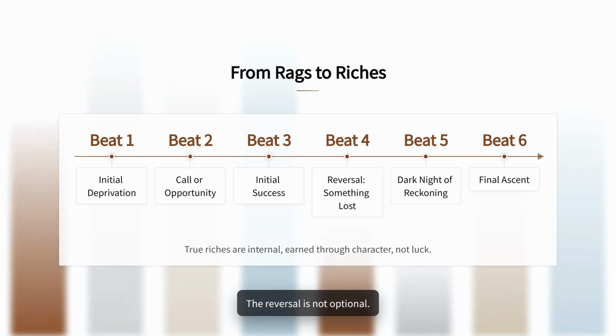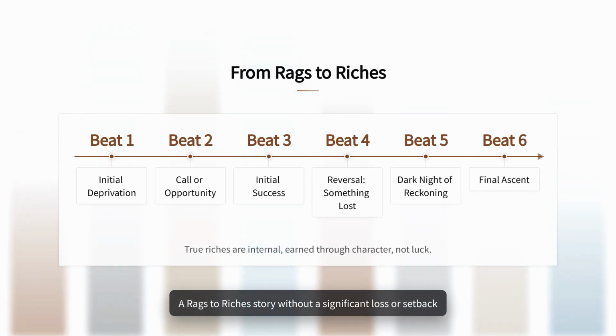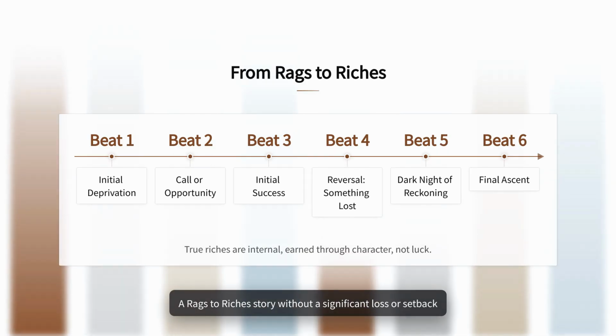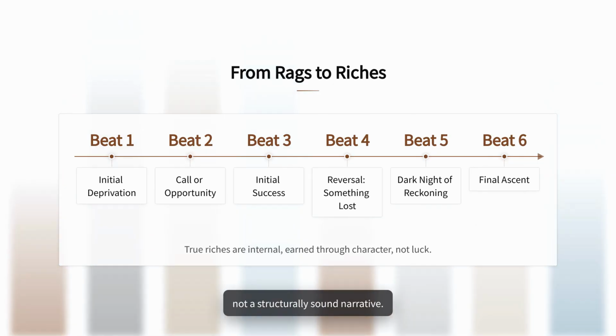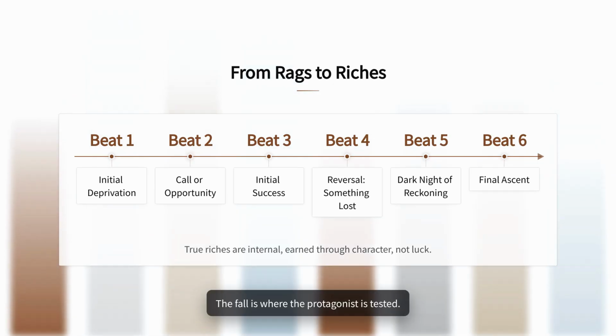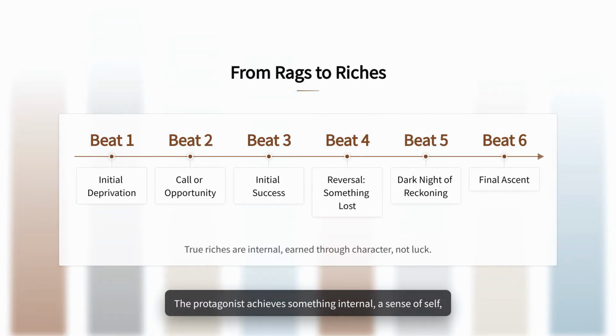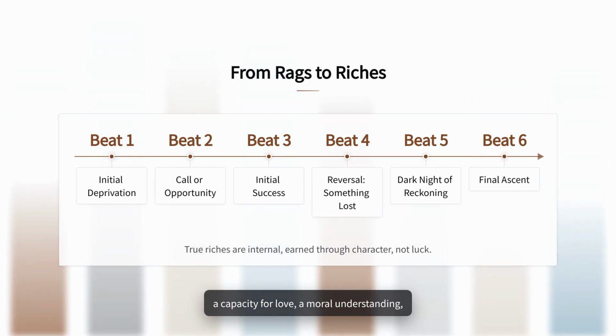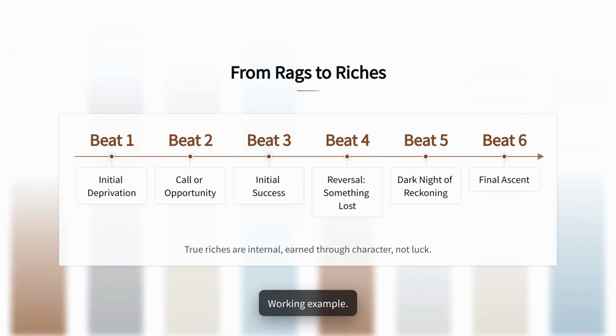The reversal is not optional. A rags to riches story, without a significant loss or setback, is a wish fulfillment fantasy, not a structurally sound narrative. The fall is where the protagonist is tested, and the riches are never merely material. The protagonist achieves something internal, a sense of self, a capacity for love, a moral understanding that the external achievement represents. Working example: Great Expectations.